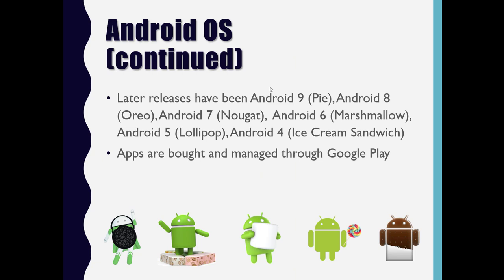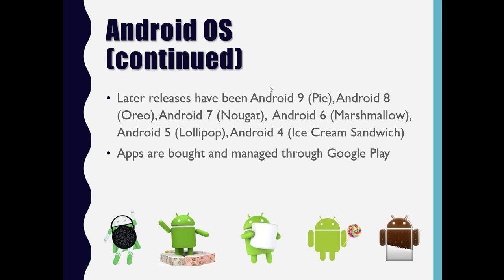Android OS, the later revisions have been Android 9, which is called Pie, and you'll notice as I read these names out, they're all after desserts. I don't know why. Somebody must have a sweet tooth. All the way back to the first Android, they always have been sweet related. So Android 9 was Pie, Android 8 is Oreo, Android 7 Nougat, Android 6 Marshmallow, Android 5 Lollipop, Android 4 was Ice Cream Sandwich.